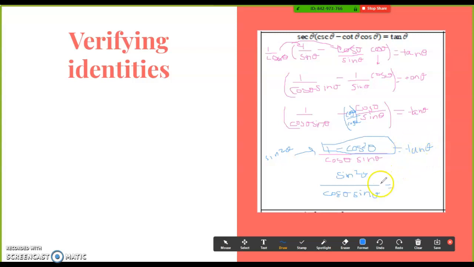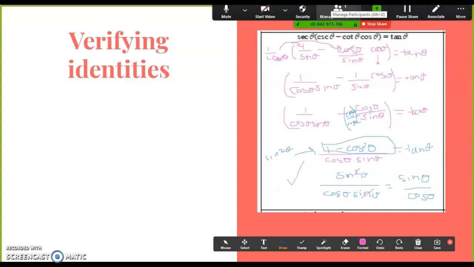And I'm going to go ahead now and put tangent in terms of sines and cosine. And I know that's just sine of theta over cosine of theta. Now, if I look to the left, one of these sines is going to cancel out. So one of the sines goes away. And so I just end up on the right, sine of theta over cosine of theta and sine of theta over cosine of theta. This verifies.